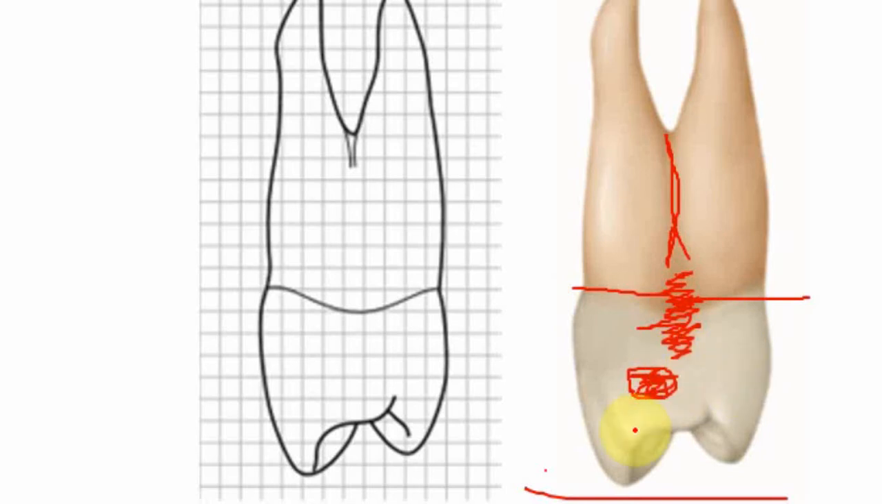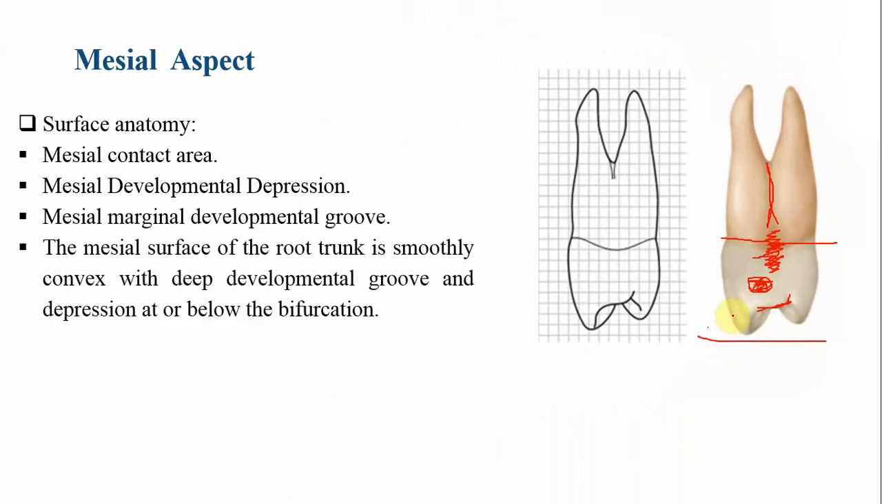Another characteristic feature is that the mesial marginal ridge, which is convex, is notched by the presence of this groove, which is named the mesial marginal developmental groove. So the mesial developmental depression and the mesial marginal developmental groove are characteristic features for the mesial aspect of this tooth. Regarding the root trunk and the buccal and lingual roots, the root trunk is smoothly convex, and there is a developmental groove and depression which will lead to the bifurcation area.